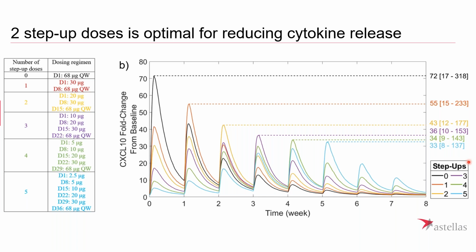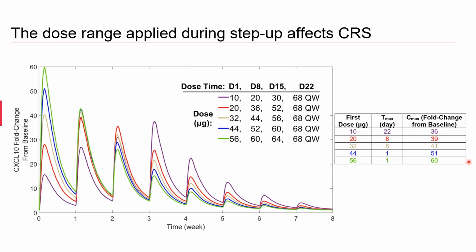So a nice way that you can use these model applications for your compound of interest is to help figure out: do we need step-up dosing? How much step-up should we do to get a safety benefit?